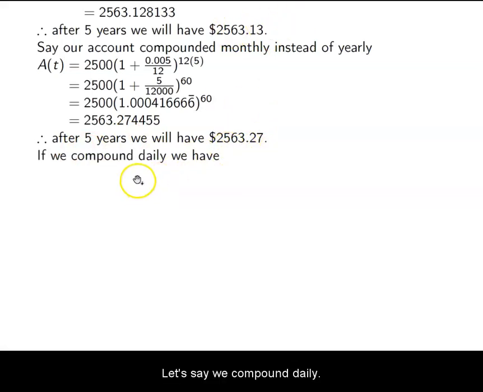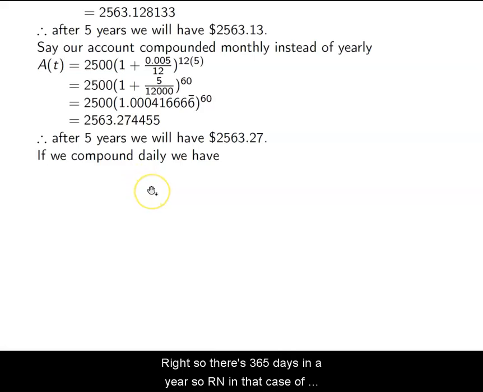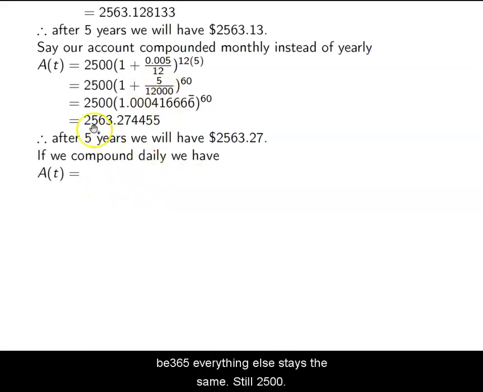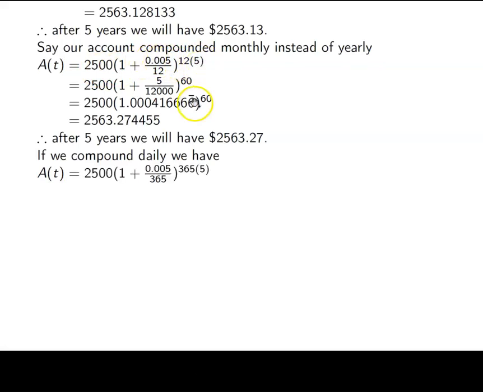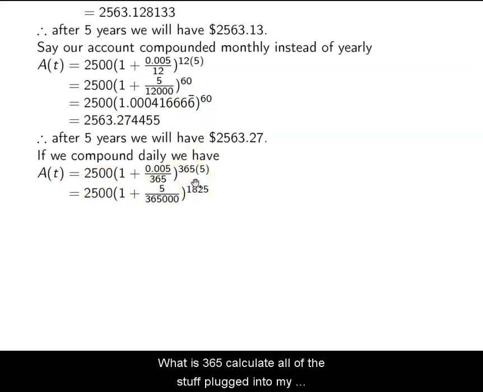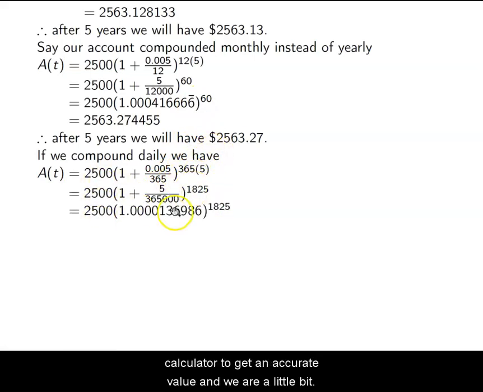Let's say we compound daily, right? There are 365 days in a year. So our N in that case would be 365. Everything else stays the same. P is still 2,500. R is still 0.005. And T is still 5. But my N is 365.